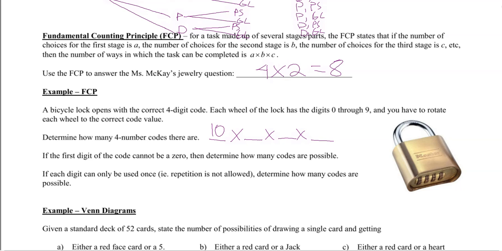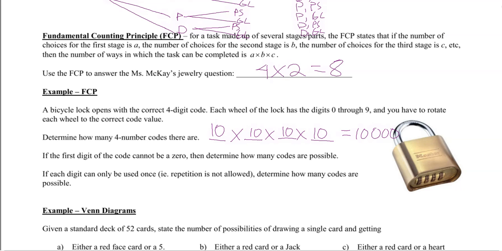How many choices do I have for the second digit? Well, again, it's 0 through 9, right? So 10 choices. How many choices for the third digit? Wait for it. 10. And for the fourth digit? 10. So this particular lock, or anything like it, has a total of 10,000 possible choices. Okay.